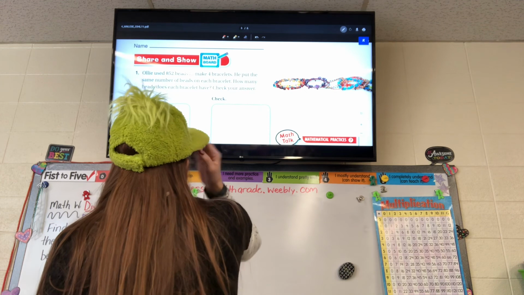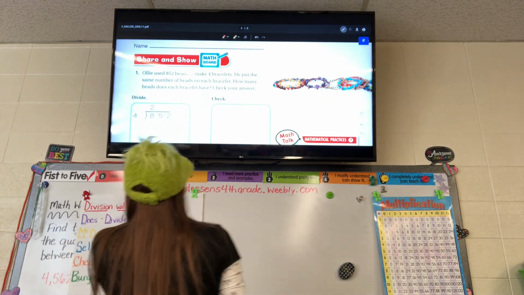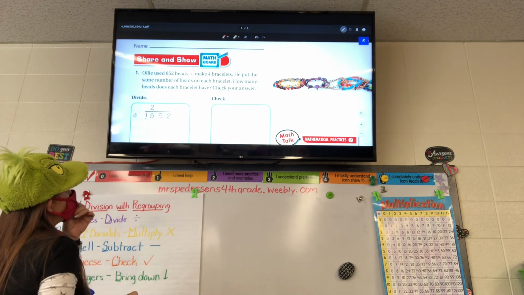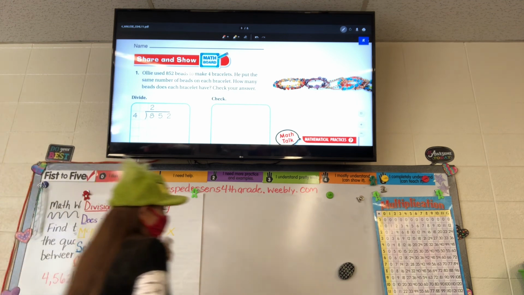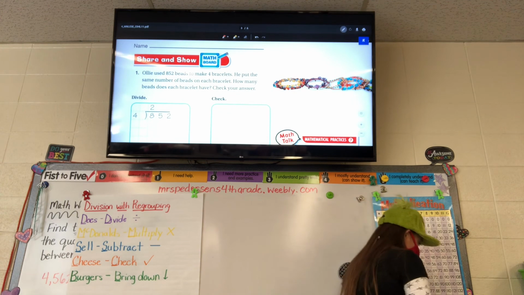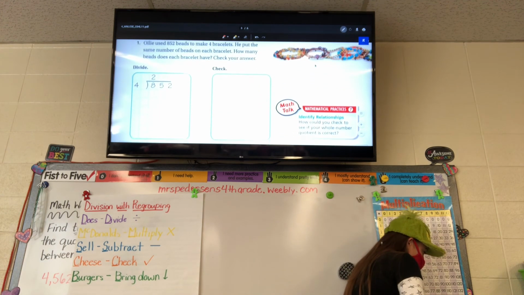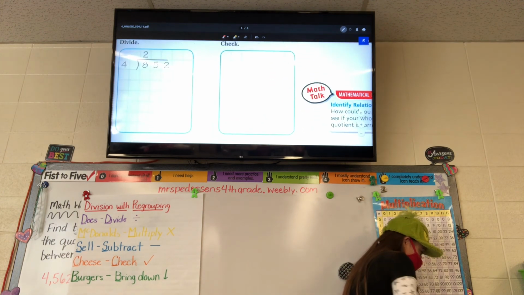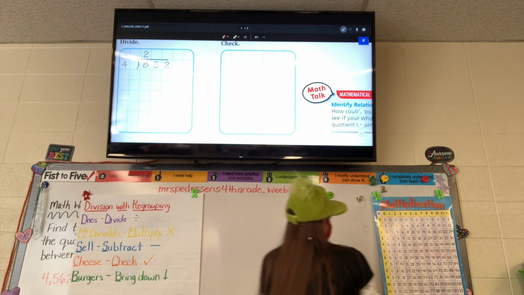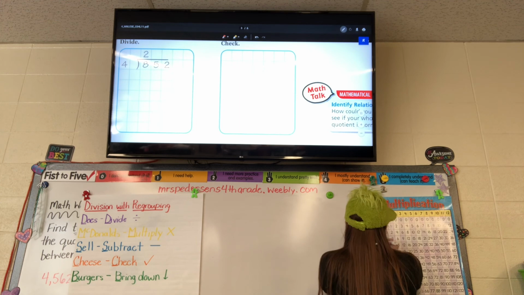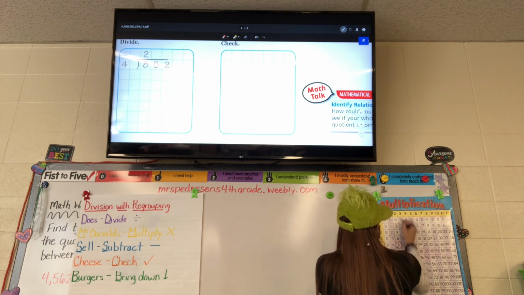852 beads to make 4 bracelets. He put the same number of beads on each bracelet. How many beads does each bracelet have? Check your answer. Okay, so what row are we going to use for this problem? The 4 row. And what are we going to look for first? 8. Circle it, go up.